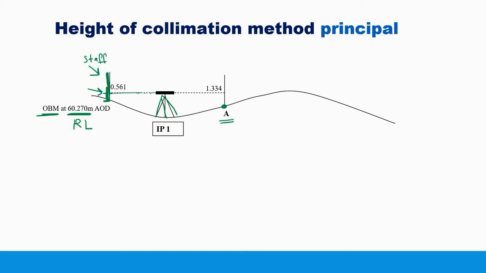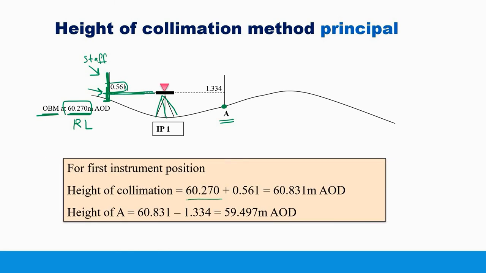In this case the reading is 0.561 from the ground to this point here on the leveling staff. So now we have the height of this line, which is the reduced level 60 plus the reading here. So in this case it is 60.270 plus 0.561, which is 60.831. This is the height of the collimation line. This is the height of this line guys, which is 60.831.